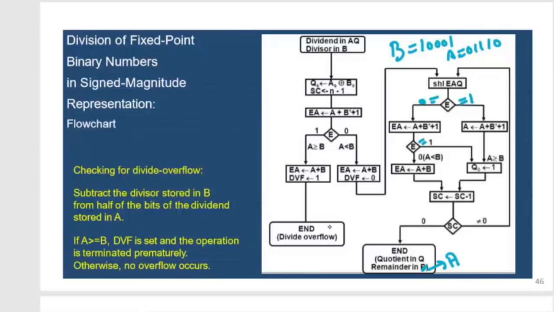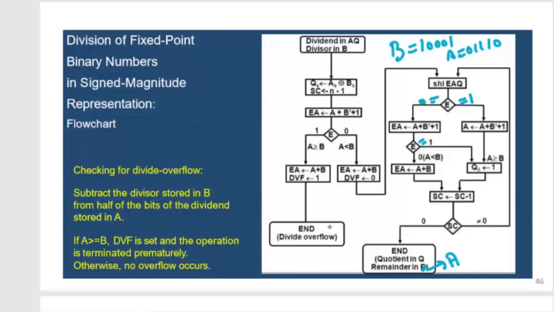Now here, after performing the shift left operation, if the value of E is equal to 1, then A will be added to the 2's complement of B and the result will be stored in A. But if the value of E is equal to 0, the result of A and 2's complement of B will be stored in EA register.